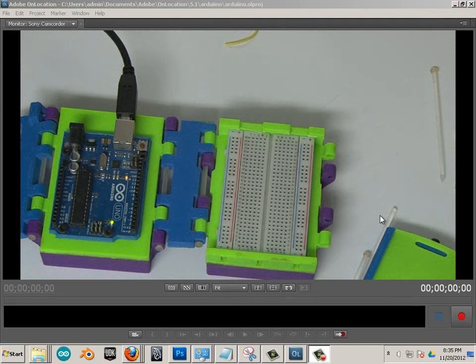All right, today we're going to be looking at digital reading a pin, okay? So we're going to hook a switch to one of the Arduino pins, and then we're going to read either a 1 or a 0. And that's going to be our experiment for today.